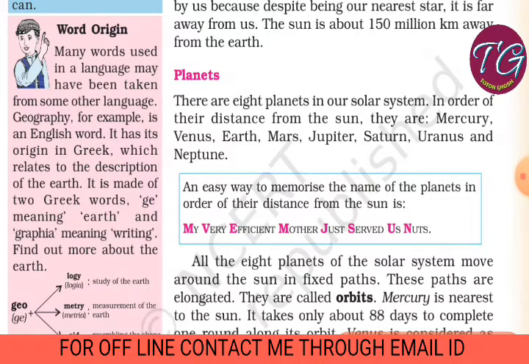An easy way you can remember these: in order of their distance from the Sun, means that planets in order of their distance from the Sun. My very efficient mother just served us nuts. M means Mercury, V means Venus, E means Earth, M means Mars, J means Jupiter, S means Saturn, U means Uranus, and N means Neptune.